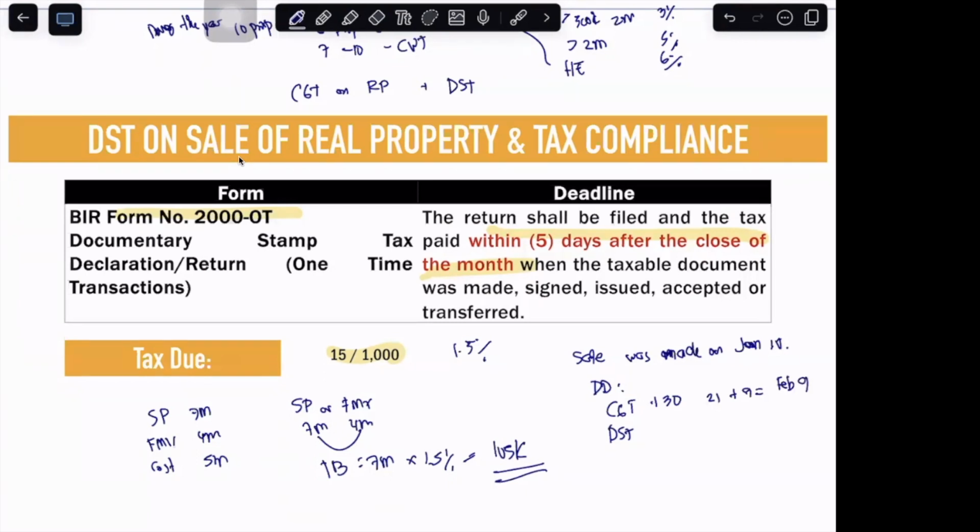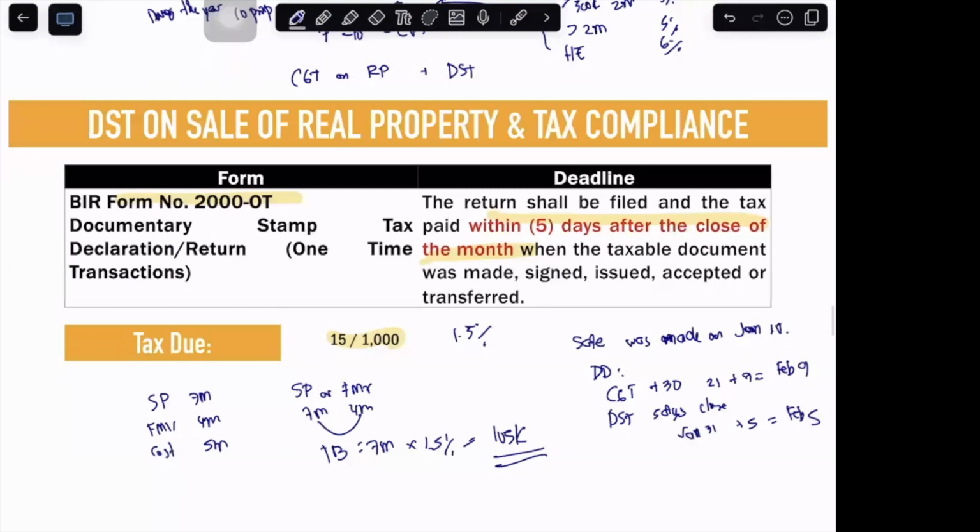How about for our DST? For our DST, we said it is due 5 days from the close of the month. So kung January 31 ang close ng month natin plus 5 days, your answer should be February 5. Okay? Ulitin ko lang ha. Ang due date ng CGT ay 30 days from the date of sale. Ang due date ng DST ay 5 days after the close of the month. So if ever 5 days yan, ang sagot natin ay Feb 5.